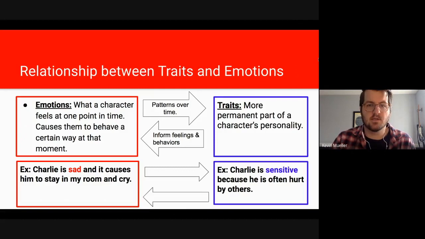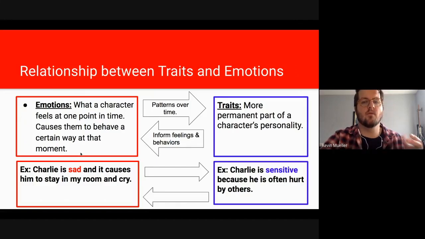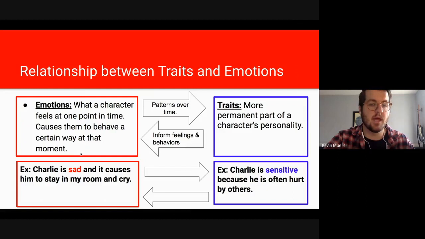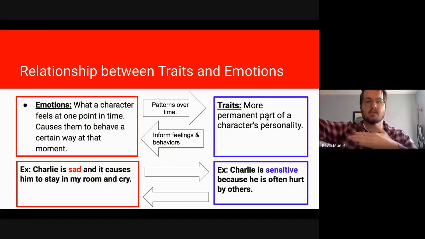So I made this chart to show a relationship between traits and emotions. Like I said, emotions are what a character feels at one point in time. Emotions can cause them to behave in a certain way at that moment. And then when we see those emotions form patterns of behaviors over time, those start to inform traits, which are the more permanent parts of a character's personality. But likewise, those traits can then inform feelings and behaviors that turn into emotions. So it's kind of this cyclical pattern. Emotions, again, are fluid. They can come and go. If there are patterns of them over time, they become traits.